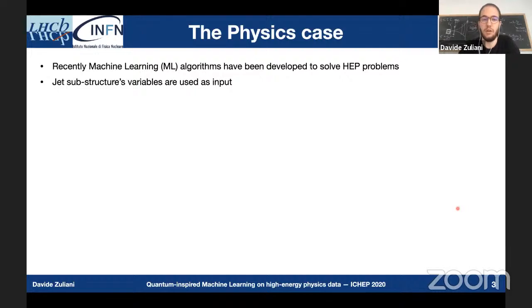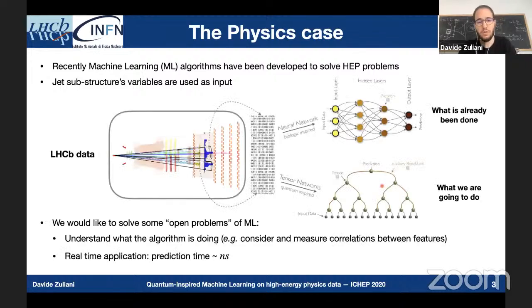But as you know, recently machine learning algorithms have been developed to solve high-energy physics problems. And the paradigm here is different because the whole jet substructure is used as input. So you just select some variables of the jet substructure and you use them as input for your algorithm. So the situation is basically this one. Here is a sketch of an event at LHCb where I highlight the two jets. And this is what has already been done. You take your neural network, your machine learning algorithm, you select your input and you get some prediction, some output. And here is what we have done in our work.